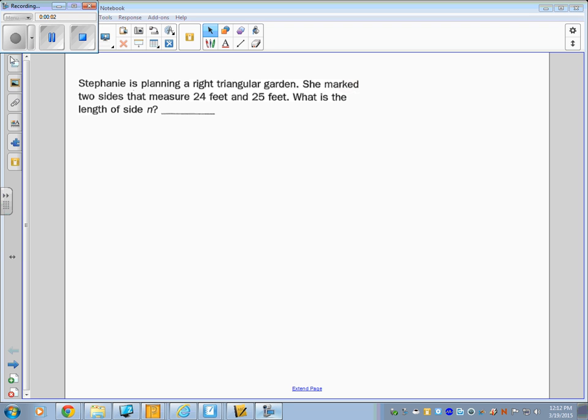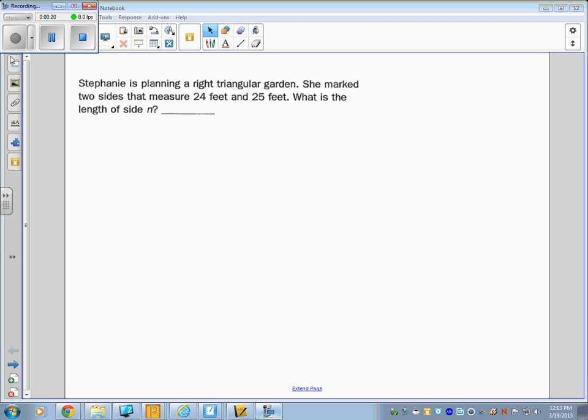Okay, so far we've talked about how to use the Pythagorean theorem to decide whether or not a triangle is a right triangle, and we've used it to find the length of either the missing hypotenuse or the missing side, the leg. Now we're going to put them together and see if we can use them to solve word problems.